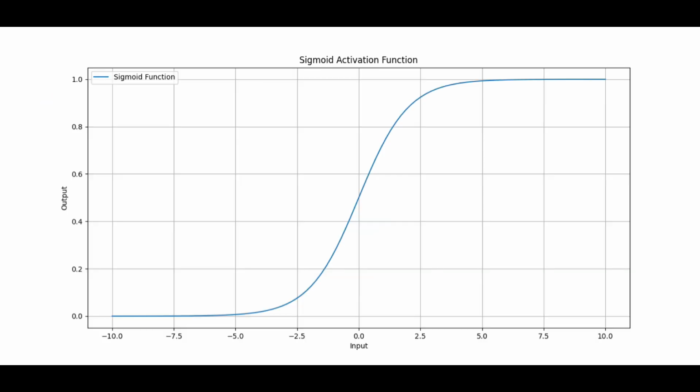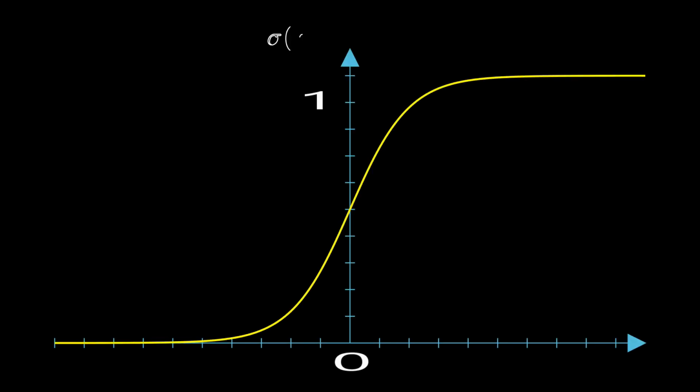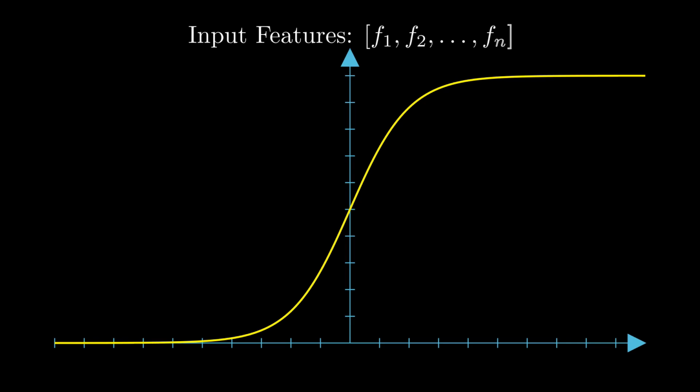Here's where the activation function comes in. Take the sigmoid function, for example. It transforms the neuron's sum into a probability score between 0 and 1. Input features. These are the features extracted from an email, such as the presence of certain words, links, or other indicators that might suggest the email is spam.